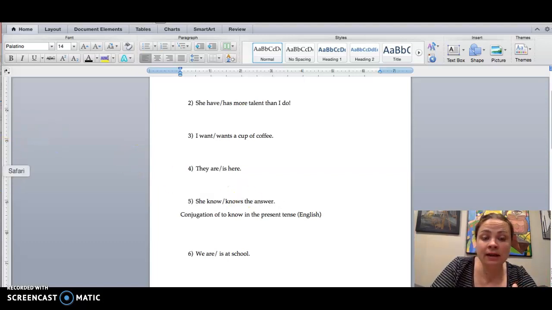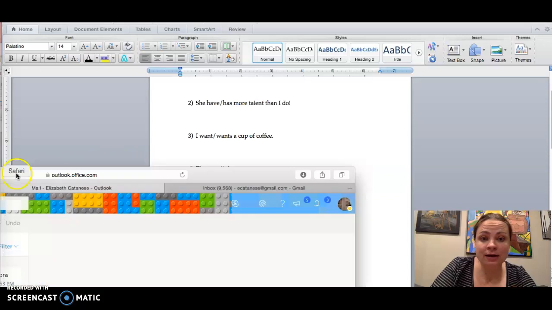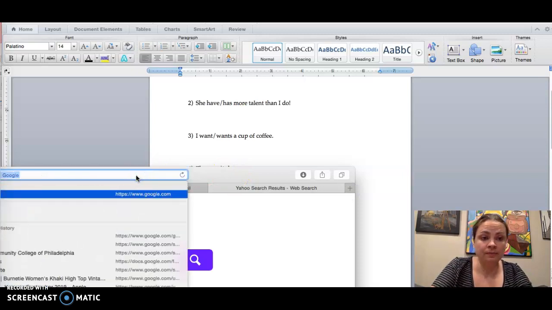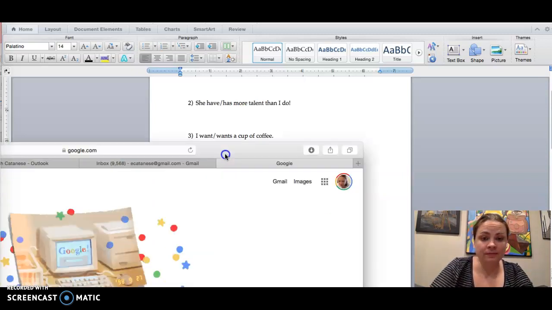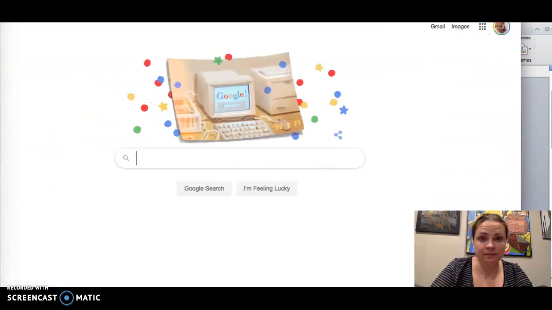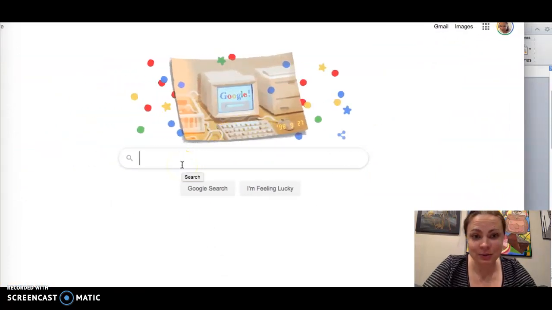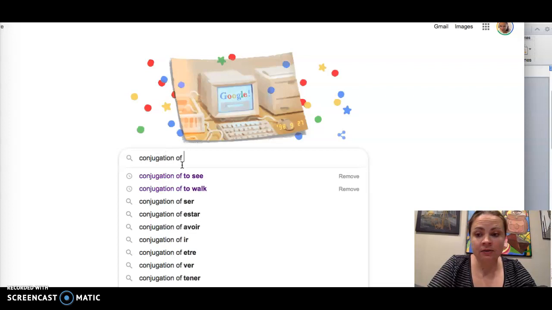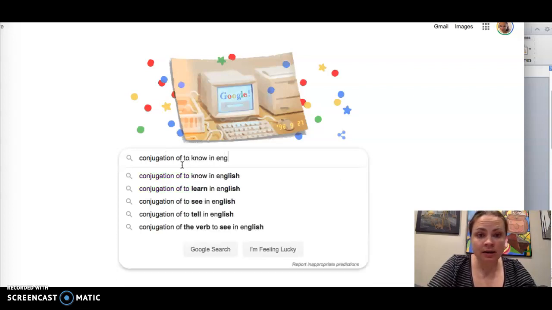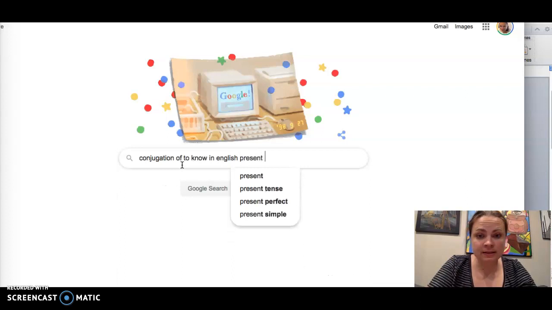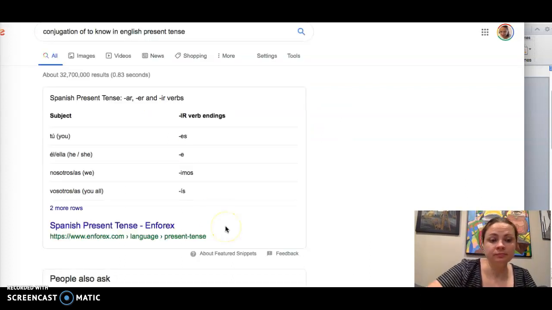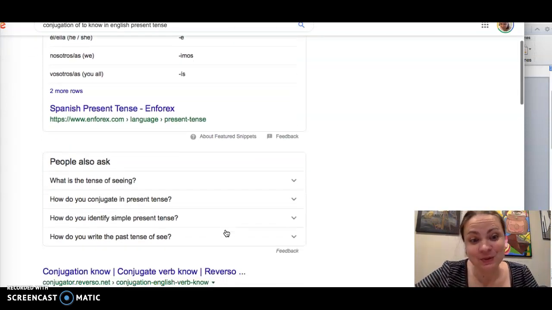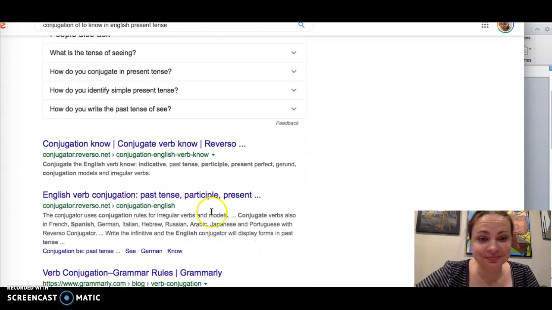So let me just go online here and show you how to do that. We're going to make a new window, and then go to Google. Okay, let me pull this up. We're going to type in "conjugation of to know English present tense." That's so funny, it's giving it to us in Spanish. Here it is.